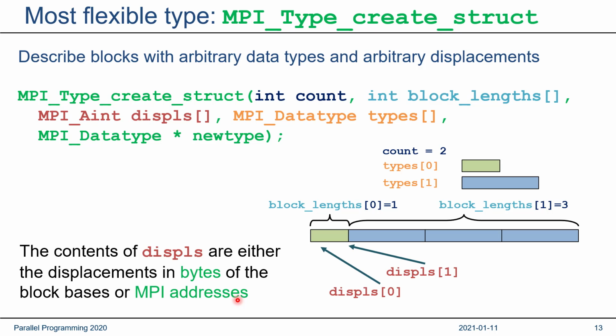If you use displacements, it's a little bit more flexible. You can specify a base address, and then the displacements are actual displacements. So the address is not in the type. This is the basic difference between using displacements and MPI addresses. Both options are at your disposal here.